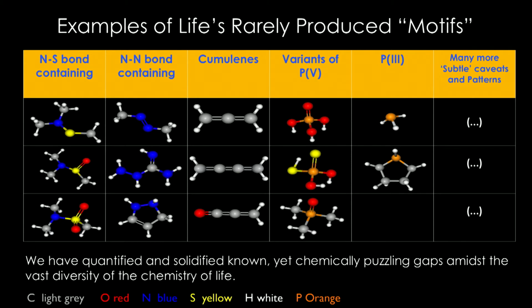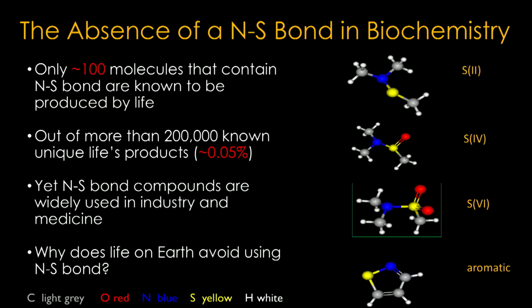So nitrogen-sulfur bond containing compounds are very rare, as are nitrogen-nitrogen, and I list a bunch of others here, but I just wanted you to know that there are these patterns, these fragments that are very rarely or never produced by life. And the one I'm going to talk about today is the absence of a nitrogen-sulfur bond in biochemistry. I would just tell you, it is amazing to me that only 100 molecules produced by life contain the nitrogen-sulfur bond, at least that are known. And this is out of more than 200,000 known unique products produced by life.